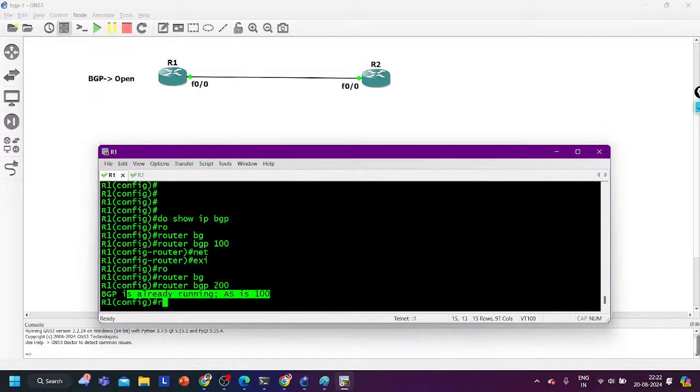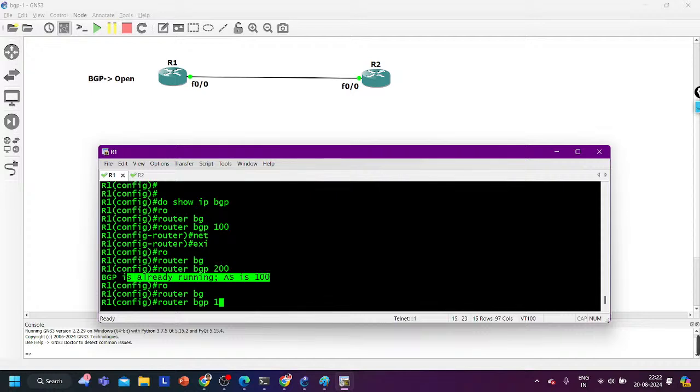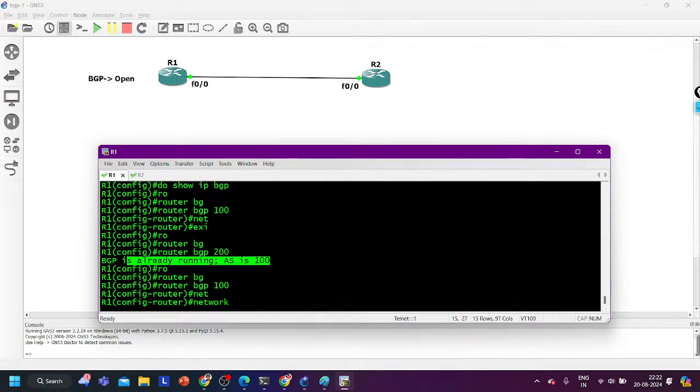And now another interview question. Router BGP AS number 100 and network 10.1.0.0 255.255.0.0. Will this command advertise the 10 prefix in BGP, guys? Yes, tell me yes or no. Will this command advertise the 10 prefix in BGP? No.